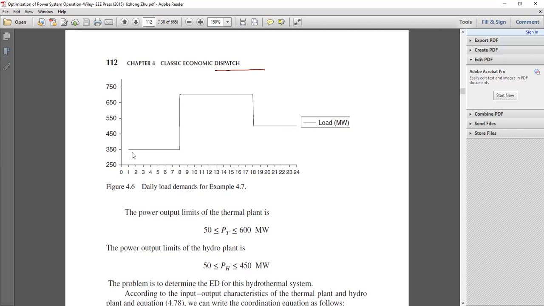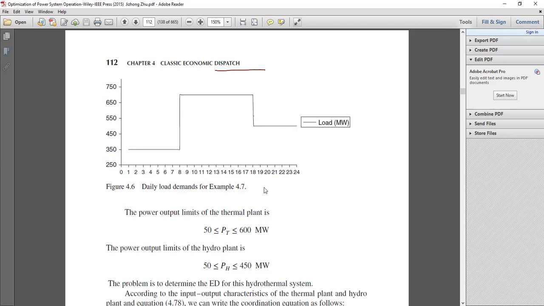So although it is a 24-hour load profile, you can clearly see that there are actually 3 different time stages. The first time stage is starting from hour 1 to hour 8, the load remaining constant. Second time stage from hour 8 to hour 18, load remaining constant to another higher value. And from hour number 18 to hour number 24, the load goes down to some intermediate value of 500 megawatts. So in total, there are 24 stages, but actually we can also consider that there are 3 distinct time stages of 3 distinct load values.